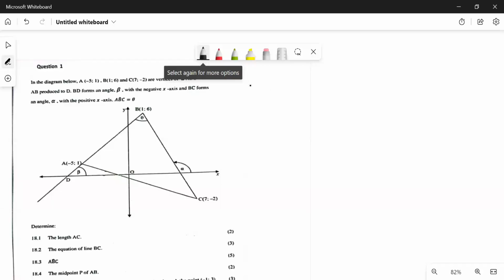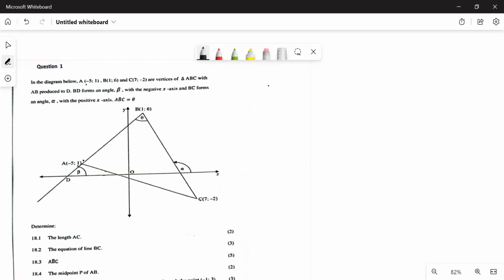So you have given the diagram here, and then you have A, which is (-5, 1). You have given B, which is (1, 6). And then you have given C, which is (7, -2). This is triangle ABC. AB is produced.